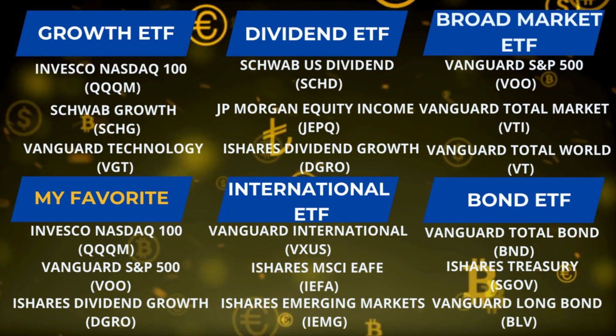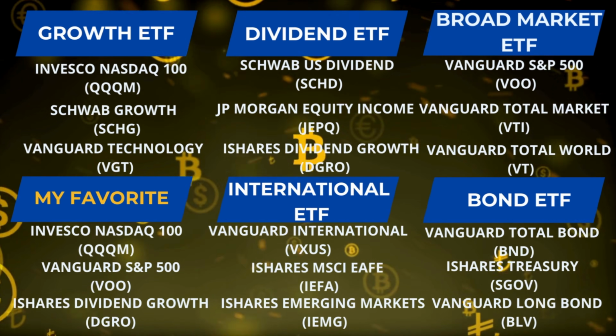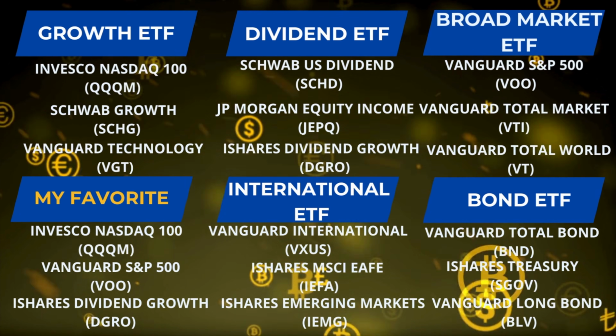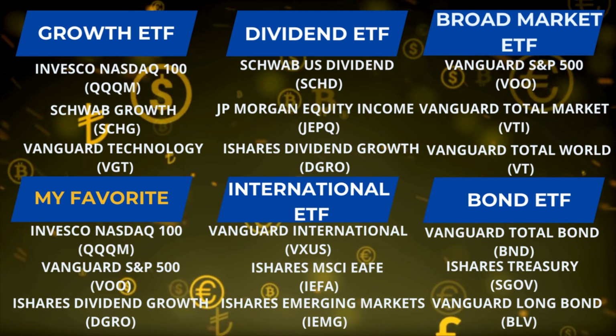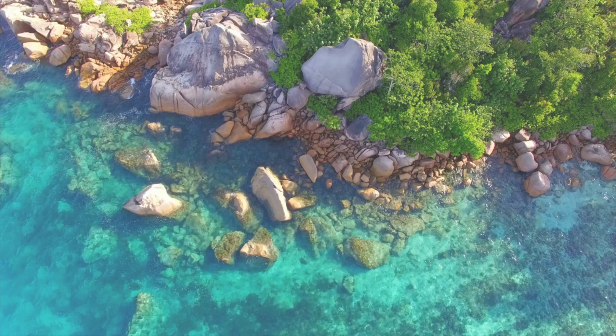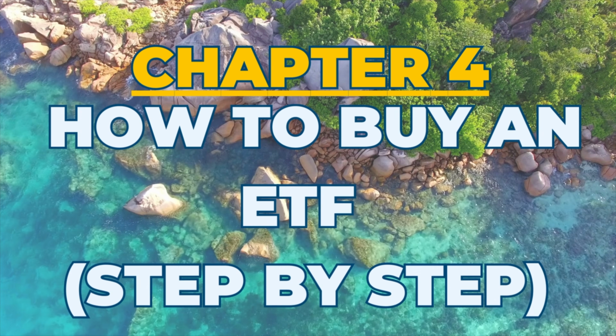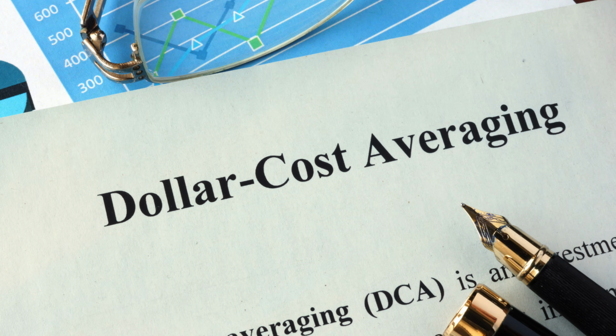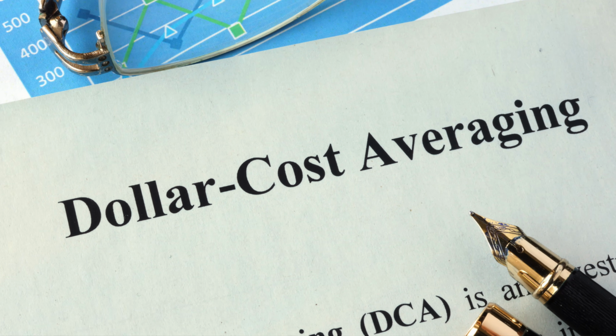Personally, my three favorites that I own are Vanguard's S&P 500 ETF, VOO, QQQM, which is a NASDAQ 100 ETF by Invesco, and DGRO. Now that you've chosen your ETF or ETFs of choice, it's time to buy them. I'm going to teach you exactly how to properly invest in your ETF using a method called dollar cost averaging.